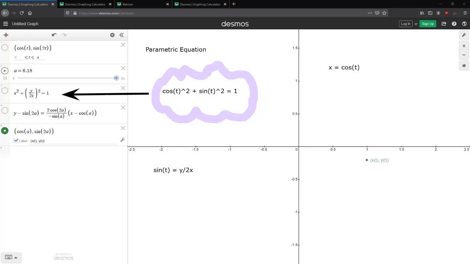But I already know what x is supposed to be. x is supposed to be cosine of t. So this would be y divided by twice cosine of t. So I will solve for y. I've got y equals twice sine of t times cosine of t. Well, what's that? Twice the sine of a number times the cosine of the same number is exactly the formula for sine of 2t. So for that reason, my y coordinate should be sine of 2t.